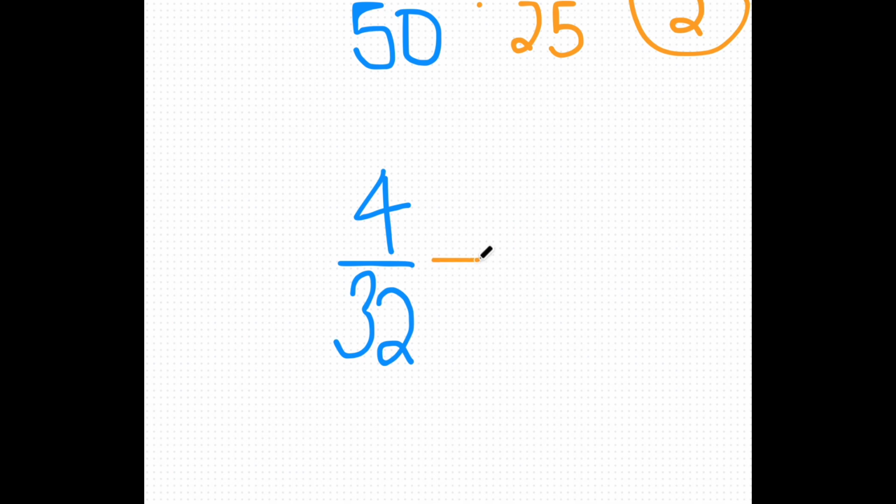Now, can I count by 4s to get to 32? Yes. So I'm going to divide the numerator and the denominator by 4. How many 4s are in 4? 1. And how many 4s are in 32? 8. So my simplified fraction is 1/8. And then, of course, if these 3 steps do not work, the students can work on trying to find a greatest common factor between the 2 numbers.